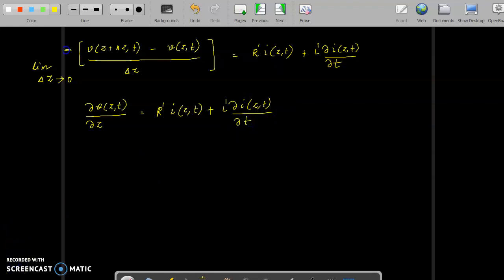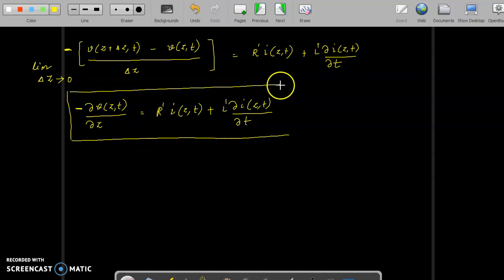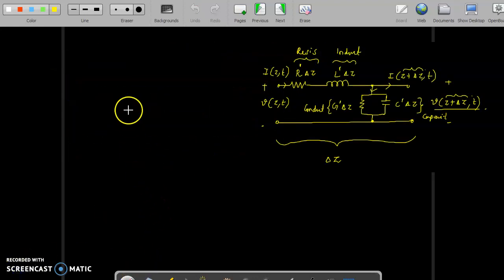Here we can see that there is a minus term here. This is the voltage equation of the transmission line. Now using the same transmission line model, we are going to obtain the current equation of this system.